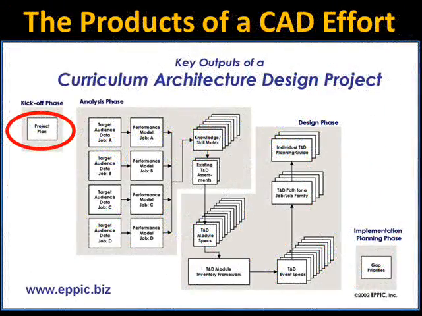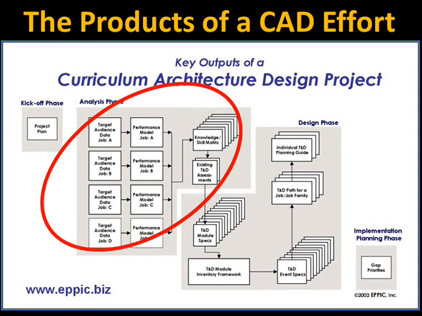The key outputs of a CAD effort include a project plan that is predictable in terms of the cycle time, the burden on each participant in the project, and the schedule, as well as the cost. In the analysis phase, 1 or more target audiences are looked at, their performance is modeled, the enabling knowledge and skills are matrixed against that performance, and all existing content that's appropriate to be reviewed is assessed for its potential reuse in the curriculum going forward.